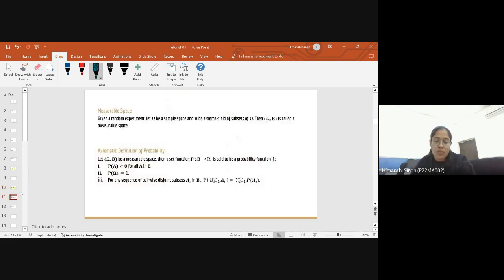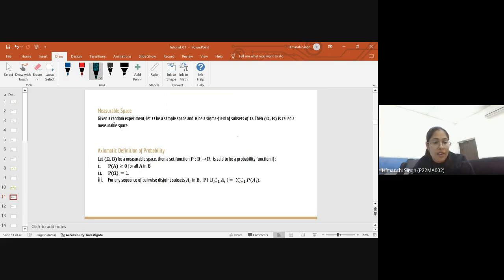All the things which we were defining before, like a field, a sigma algebra, and all those things, were defined in order to define probability in a more general way. Before that, I will be defining the measurable space.